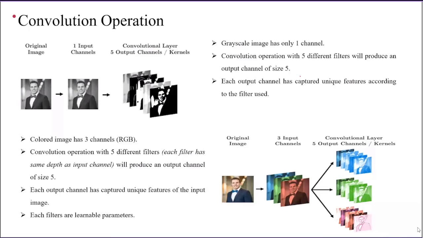So this is what we have already discussed. If it is a color image, you will have RGB channels. The kernel size or the filter size will have the same depth as this image. If the number of filters increases, that many channels will be there. So if you are using 5 filters, then you will get an activation map with 5 channels.